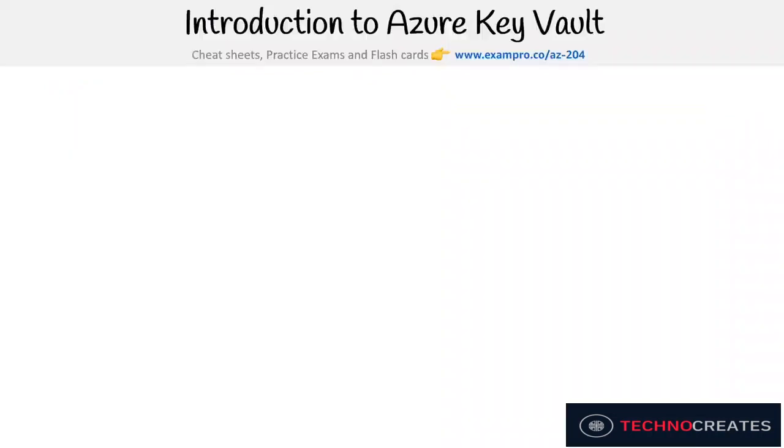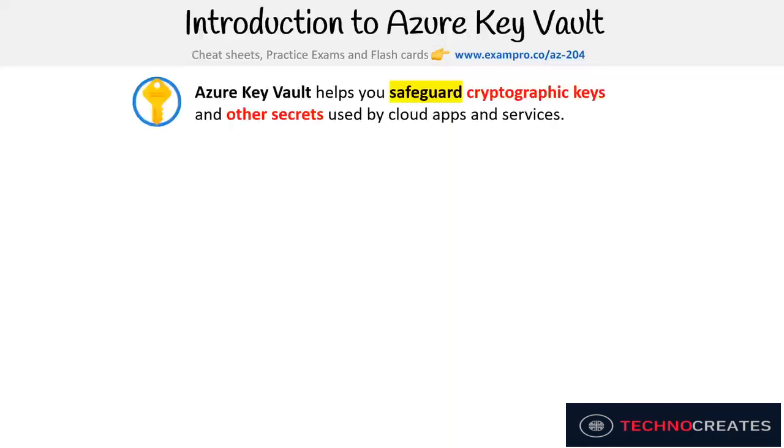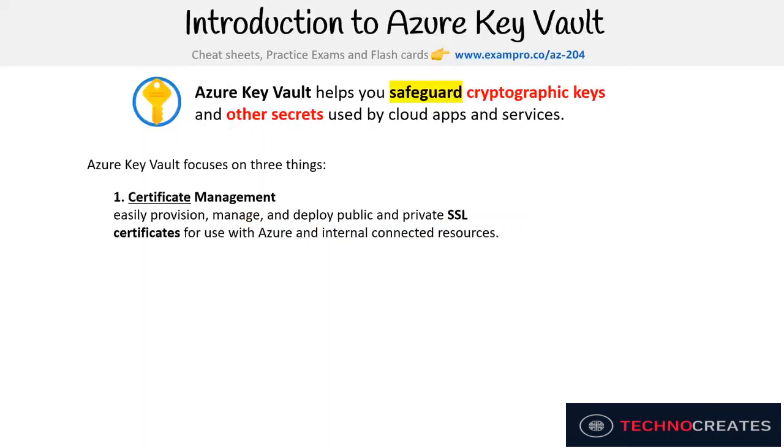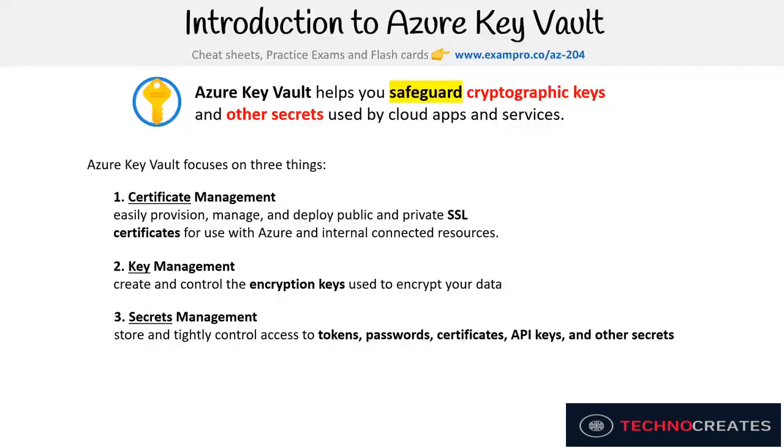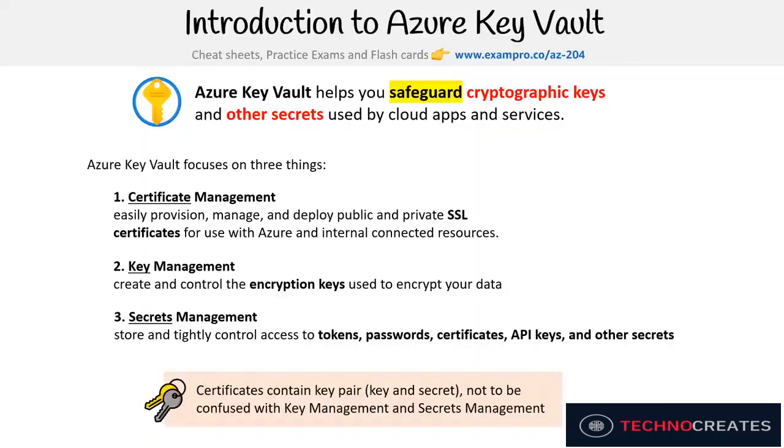Hey, this is Andrew Brown from Exam Pro, and we are taking a look at Azure Key Vault. This helps you safeguard cryptographic keys and other secrets used by cloud apps and services. Azure Key Vault focuses on three things. The first is certificate management: easily provision, manage, and deploy public and private SSL certificates for use with Azure and internal connected resources. Key management: create and control the encryption keys used to encrypt your data. Secrets management: store and tightly control access to tokens, passwords, certificates, API keys, and other secrets. And certificates contain key pairs, key and secret, not to be confused with key management and secrets management.